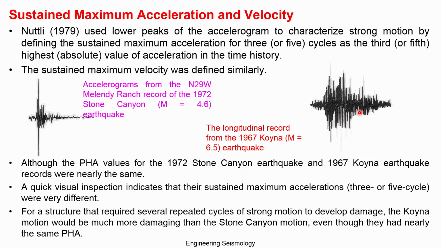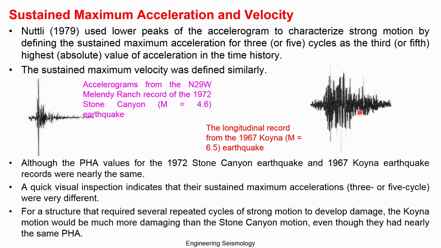In order to account for this kind of variation in the record, they defined the sustained maximum velocity, which is similar to the sustained maximum acceleration. It is basically the third or fifth highest cycle value of the acceleration time history, for 3 or 5 cycles. That maximum is defined as the sustained maximum acceleration or sustained maximum velocity. Similarly, you can take that for the velocity plot.